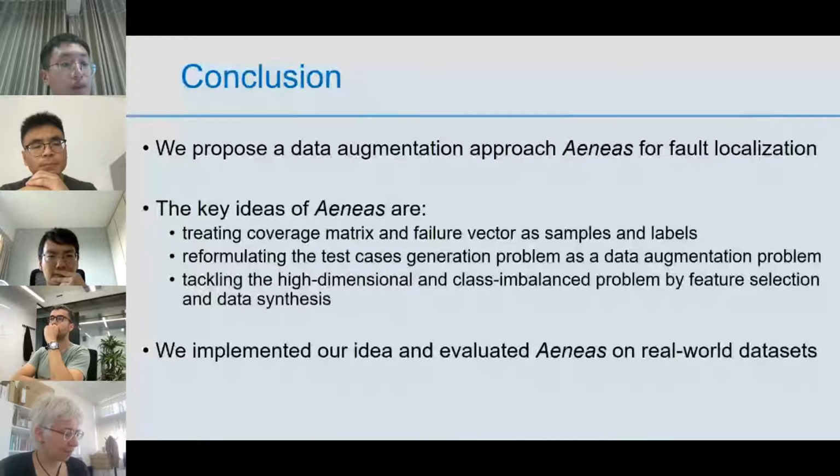And we reformulate the test case generation problem as a data augmentation problem. We tackle the high-dimensional and class imbalance problem by feature selection and data synthesis. We implemented our idea and evaluate ANIS on real-world datasets.